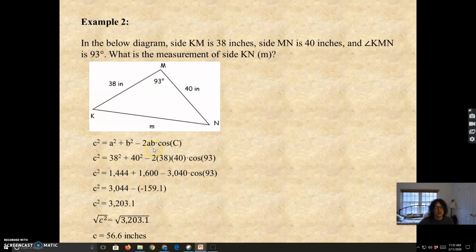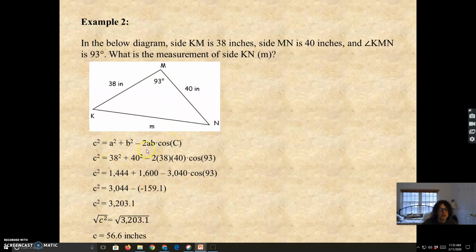Moving on, example 2. In the below diagram, side KM is 38 inches, side MN is 40 inches, and angle KMN is 93 degrees. What is the measurement of side KN, which is also denoted by lowercase m? Well, we'd use our law of cosines equation again. c squared is equal to a squared plus b squared minus 2ab times cosine of C. The sides are lowercase, and C is uppercase because it's an angle.